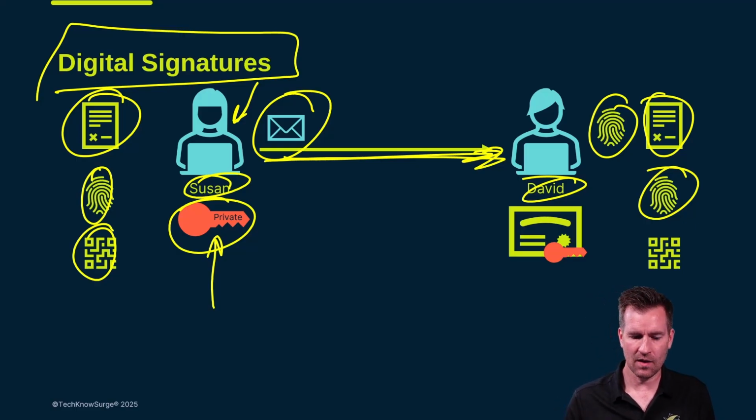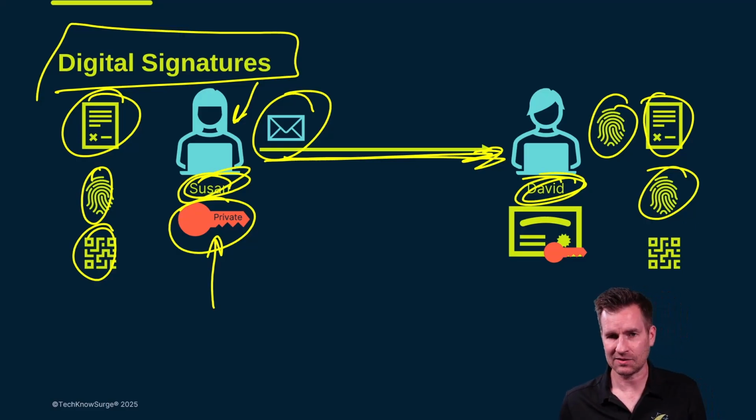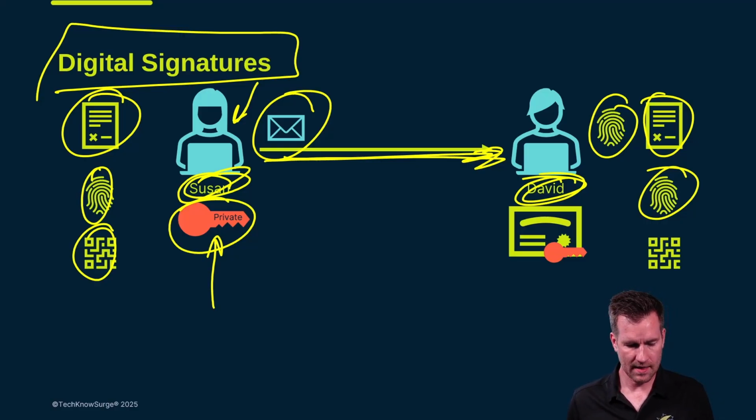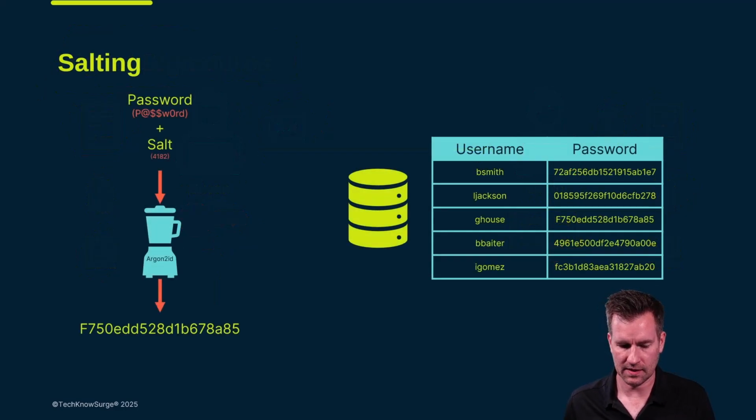And so now David can prove that this came from Susan and also have a certain level of authenticity, a feeling that this is legitimate because it came with this digital signature from Susan. So that is the process for digital signatures.